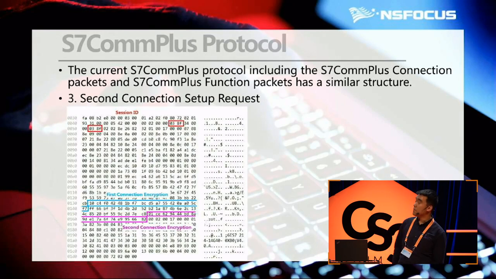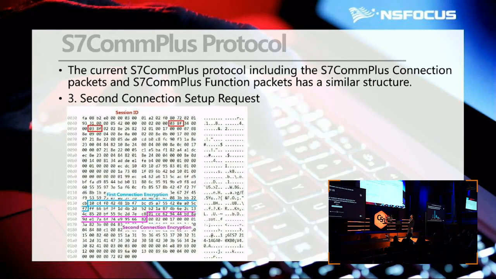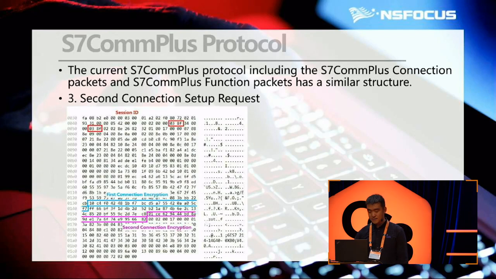When the computer receives the first connection response packet sent by the PLC, the computer will send the second connection setup request packet. In this packet, we should notice that the red block is the session ID, and the blue block and the pink block are the first connection encryption and the second connection encryption. They are all different in every connection.